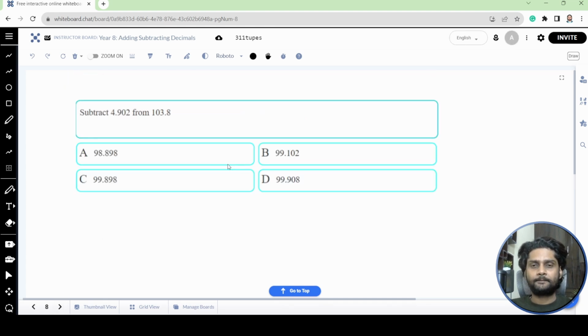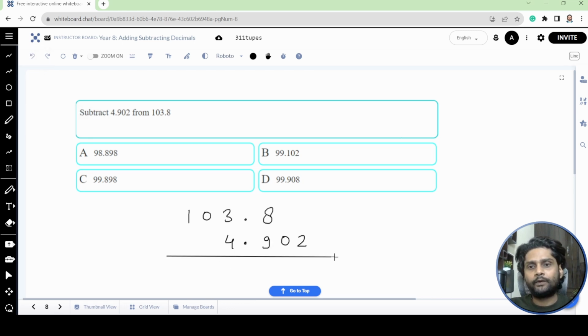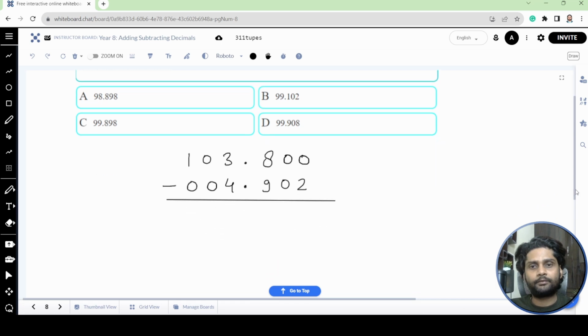Okay, this time we have to perform subtraction. So based on this statement, we need to take away 4.902 from 103.8. So make sure to keep 103.8 first, and then after we can write down 4.902. Okay, so we can write it like this. And we have to fill the vacant places with zeros. So no problem, we can write them like this. And now we have to perform subtraction.